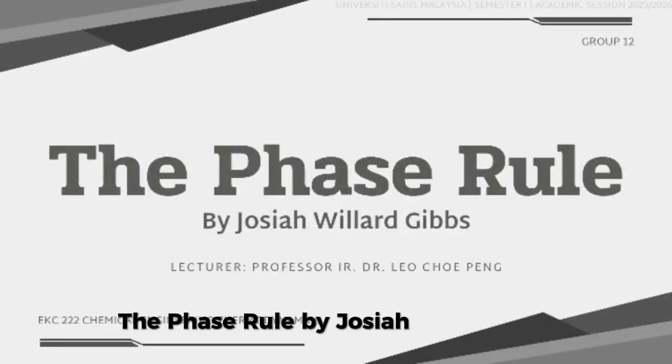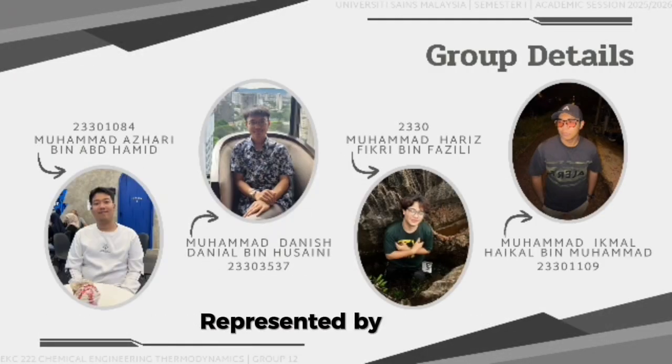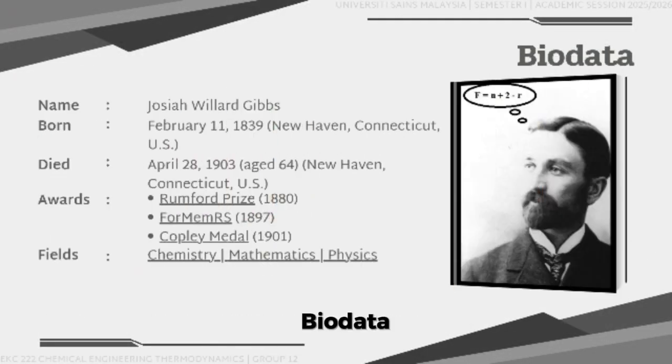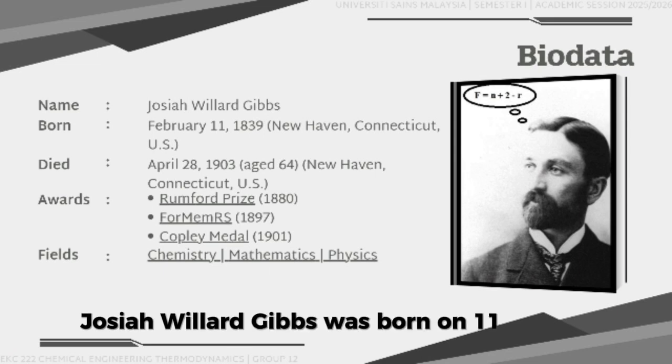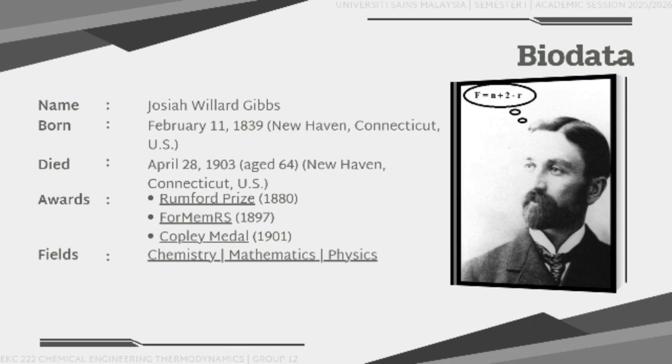The phase rule by Josiah Willard Gibbs, represented by Group 12. Biodata: Josiah Willard Gibbs was born on 11 February 1839.